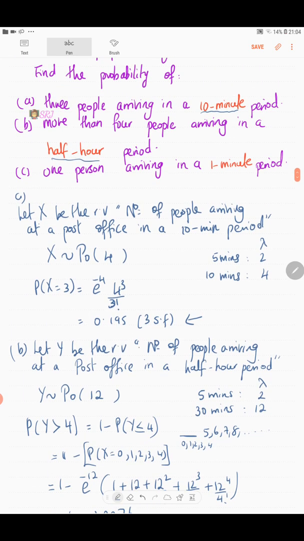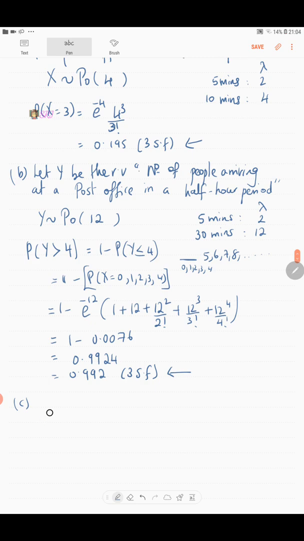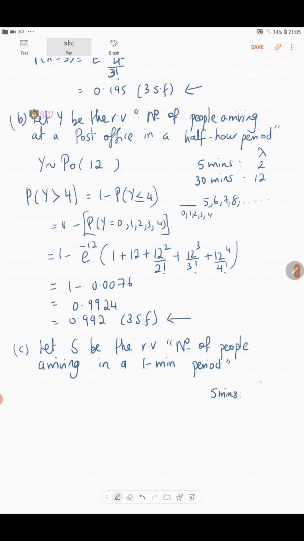And part C, probability of one person arriving in a 1-minute period. Now if we define S to be the random variable, number of people arriving in a 1-minute period. So again, 5 minutes, it's 2. 1 minute, it's 2 over 5, which is 0.4. So S follows a Poisson variable with parameter 0.4.